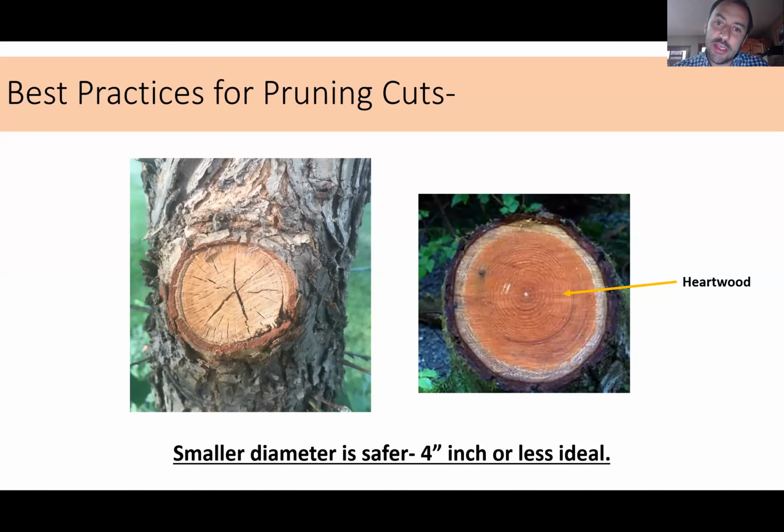The cut on the left you can see is a small cut. All the wood is the same color. We haven't exposed heartwood, so that's a very safe cut. Our general rule of thumb is that we want to keep our cuts smaller than 4 inches, really 2, but 4 is more of a realistic real-world compromise, so we don't expose heartwood when we remove a branch.